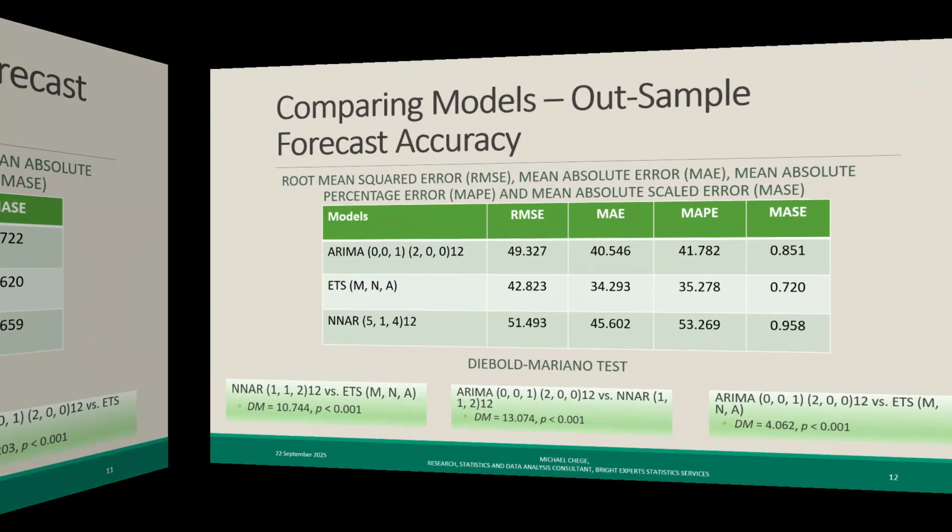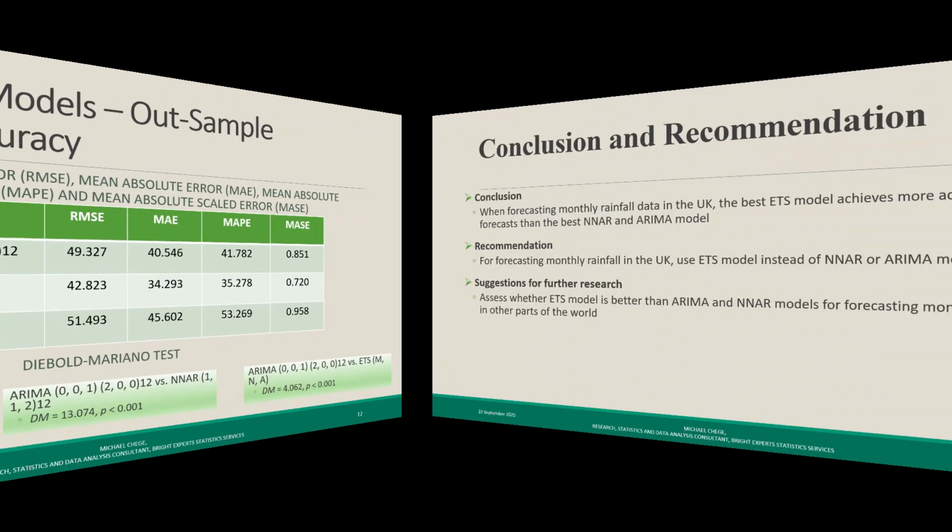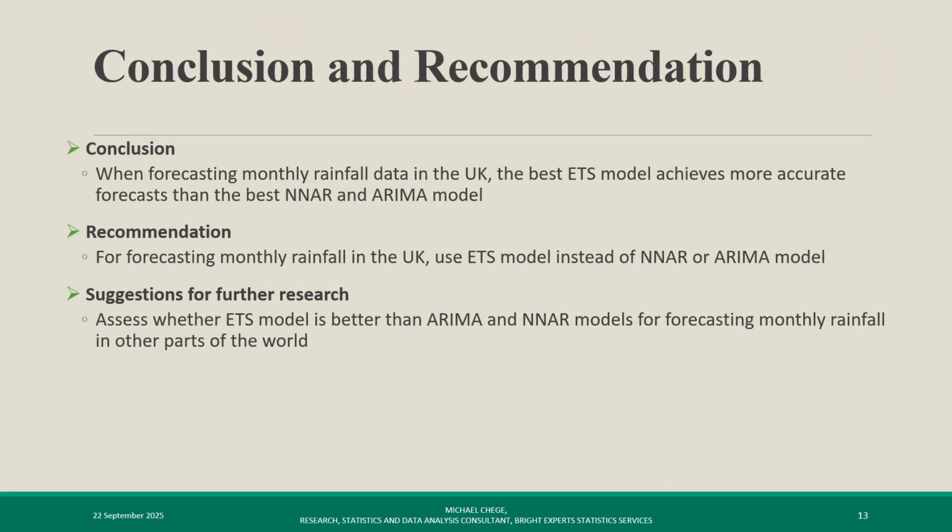Even when forecasting unseen data, ETS model remains the top performer. Its predictions are more accurate than those of ARIMA and NNAR models, even when NNAR is tuned to (5,1,4,12). ETS model proves to be both robust and reliable.